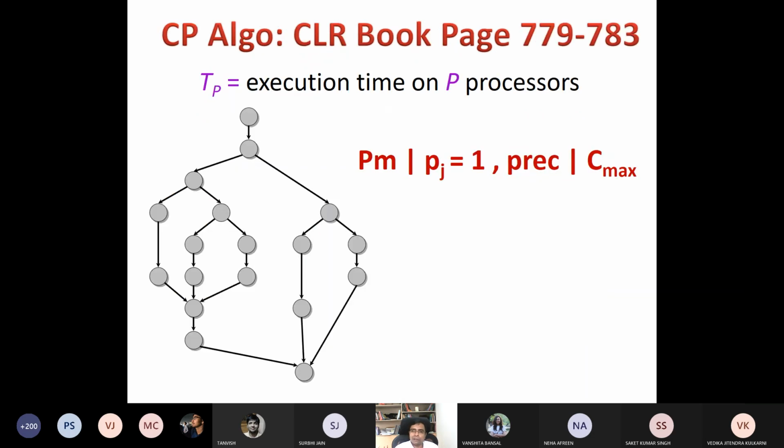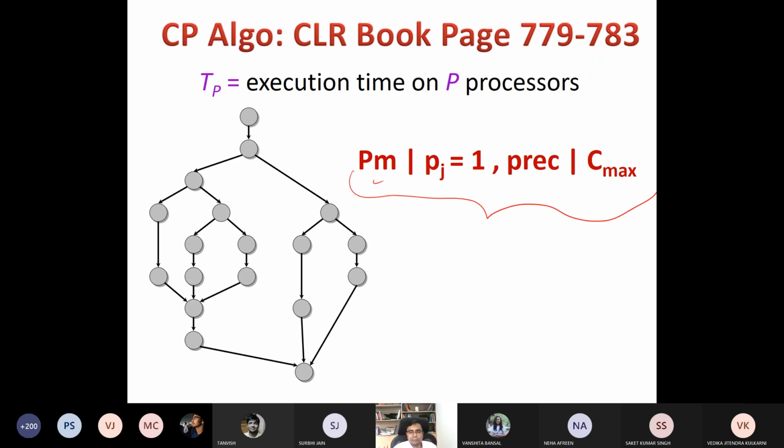In your Cormen book, you have heard about this book, the algorithms Cormen book. Hello? Yes, sir. So what it gives is that they try to solve this problem using approximations. What is this problem? Again the same thing, m processors.